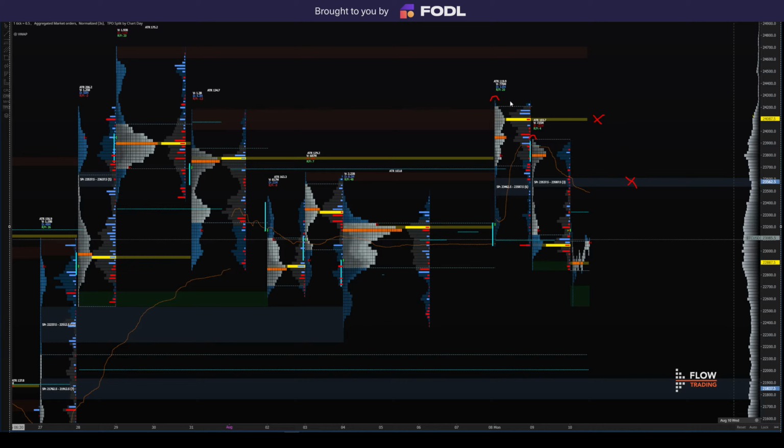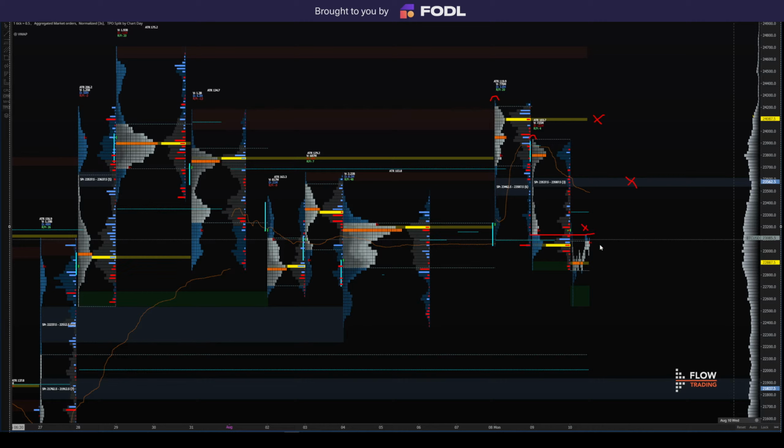But let's just focus on the main ones. So we've got poor highs above. We've got a naked point of control at $24,000, and we've got some single prints that usually get filled at around $23,500, $23,600. The important thing to notice is that yesterday's profile, this was the value area low here, and we've already been rejected there.